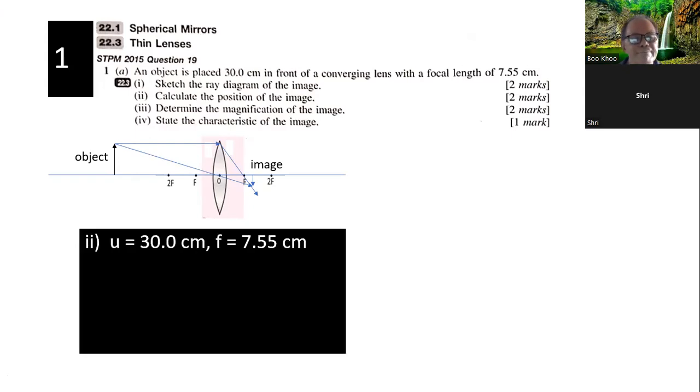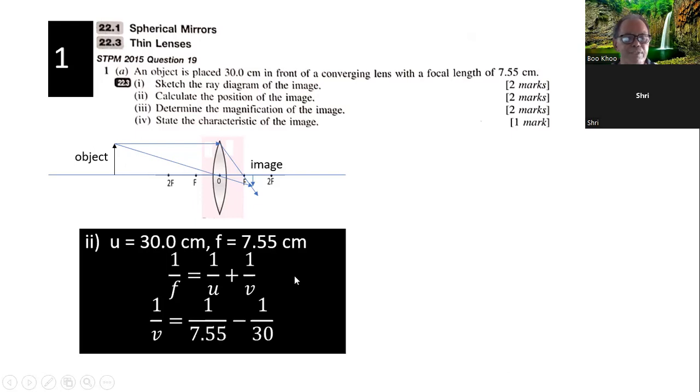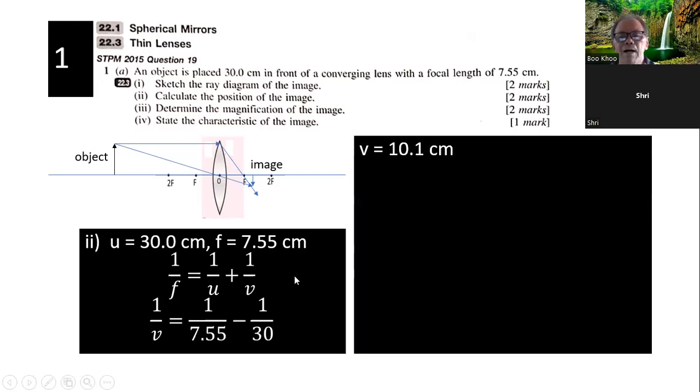Part 1. Object 30 cm, focal length 7.5. Use the lens formula. Put in your value. 10 cm. You should already know it shouldn't be more than twice the focal length, because the object is more than twice the focal length. It should be smaller. V should be smaller.